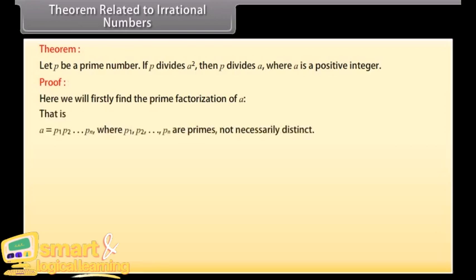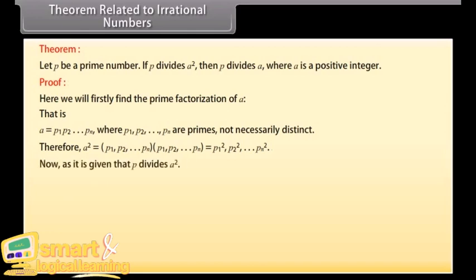That is, a is equal to p1, p2, and so on till pn, where p1, p2, and so on till pn are primes, not necessarily distinct. Therefore, a square is equal to p1, p2, and so on till pn times p1, p2, and so on till pn, which is equal to p1 square, p2 square, and so on till pn square.